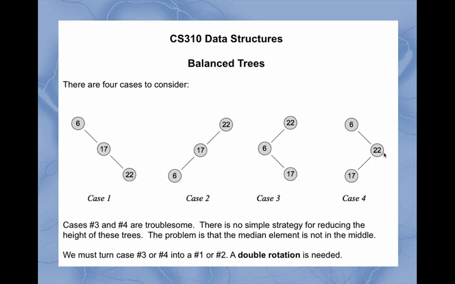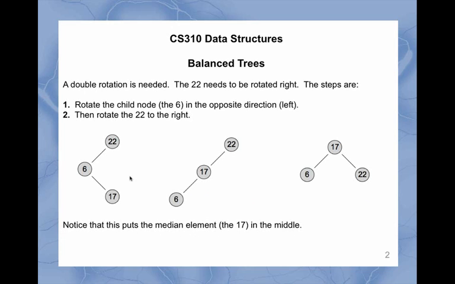So rotate the child node the wrong way. The 22 goes to the right, which has the effect of pulling the 17 up here, and that gives you case 1. So this is how you can tell that a double rotation is needed. We do not have a straight line here. And so when we rotate the 6 to the left, we pull the 17 into position here, and we now have a straight line. And then we can pull the 22 down, which gives us a balanced set of nodes.